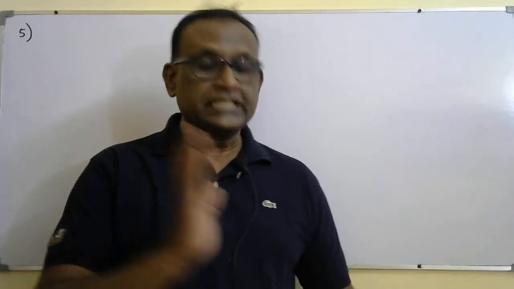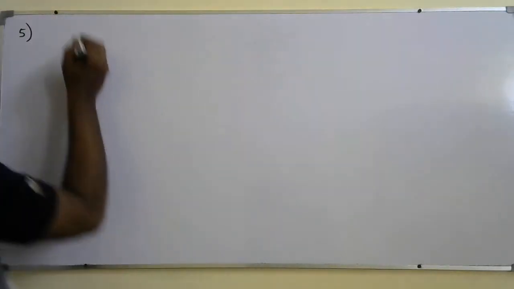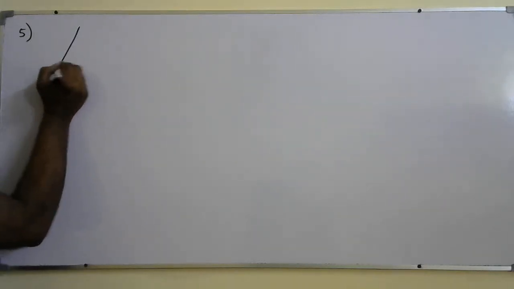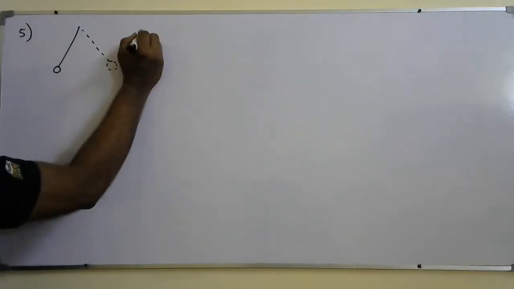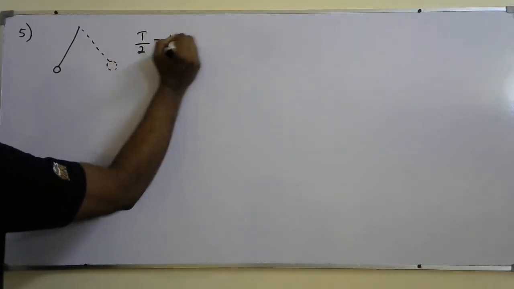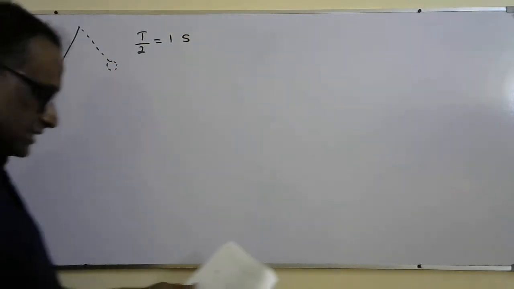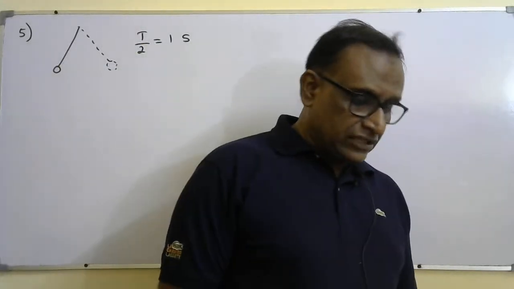Question 5: a simple pendulum takes 1 second to swing from one extreme position to the other. That means half the period. Is it? So it's oscillating from this position to this position. For that it takes 1 second, meaning T by 2 equals 1 second. The question is, which of the following expressions gives the length of the pendulum?